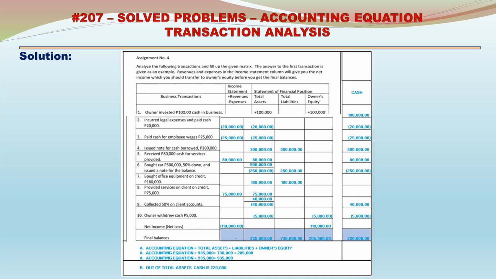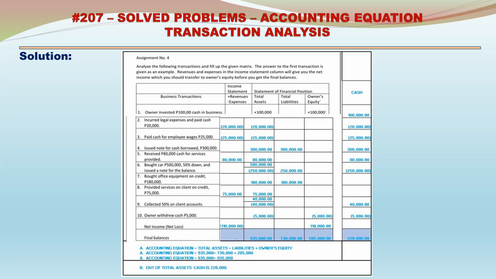Solution. Transaction 1. Owner invested 100,000 cash in business: plus 100,000 in total assets, plus 100,000 in owner's equity. 2. Incurred legal expenses and paid cash 20,000. 20,000 in expenses, minus 20,000 in assets, minus 20,000 in cash. 3. Paid cash for employee wages 25,000. It is an expense, so minus 25,000 in the income statement, and minus 25,000 in assets because cash is going out, to cash 25,000 minus.